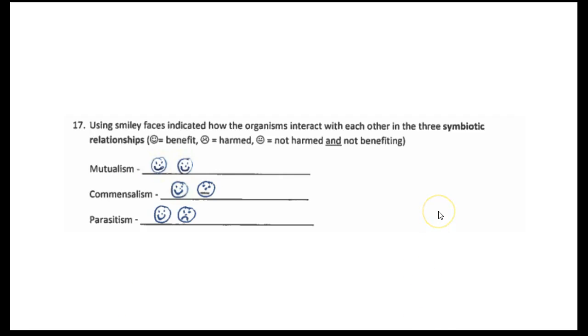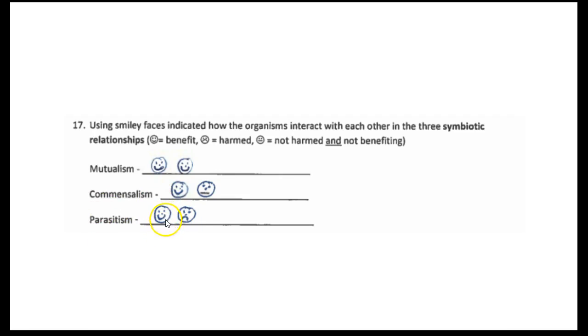Okay, using smiley faces, indicate how the organisms interact with each other in the three symbiotic relationships. So if it's mutualism, that means both organisms benefit. You get something, I get something. Commensalism means one person benefits, one person does not benefit. They're not harmed, but they're not benefiting. They're just present.